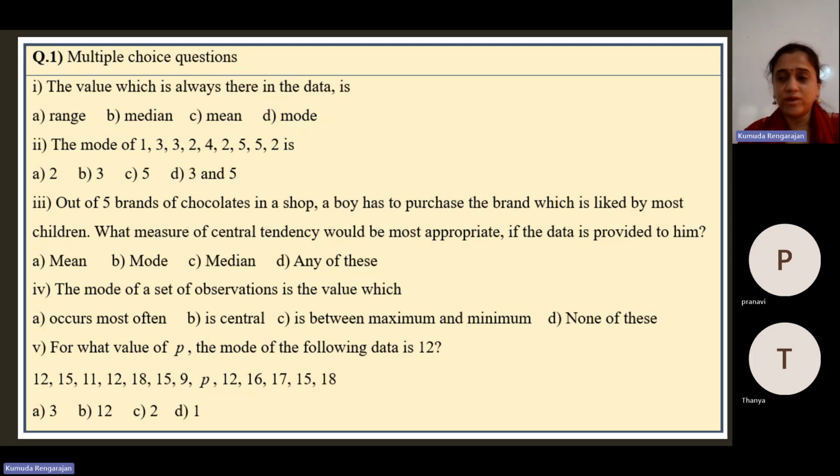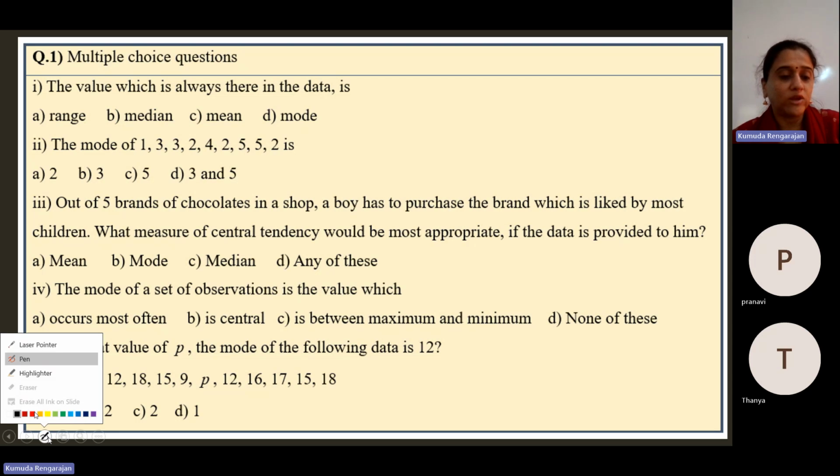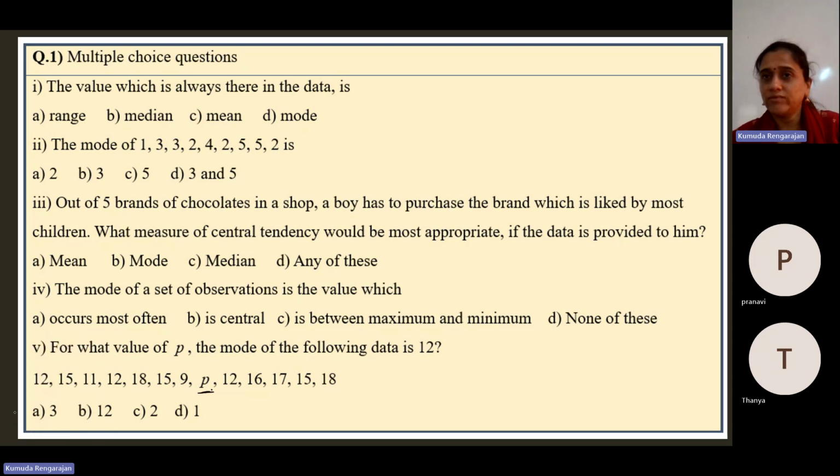As of now, we do not know the value of P. So 12 happens 3 times, 15 also happens 3 times. What about the others? 11 only once, 18 2 times, 9 only once, 16, 17 only once or twice. Sorry, 12 doesn't happen 2 times; 18 happens 2 times. Now 12 and 15 happen 3 times.